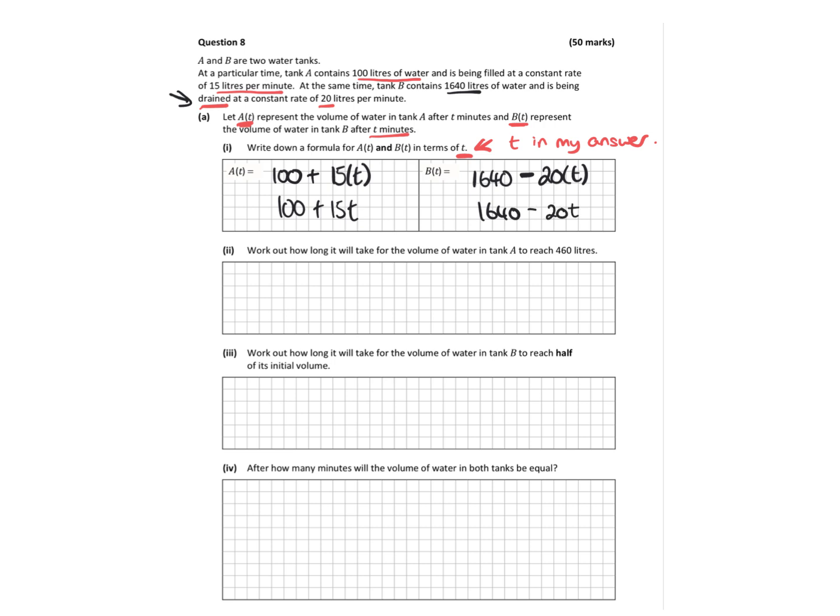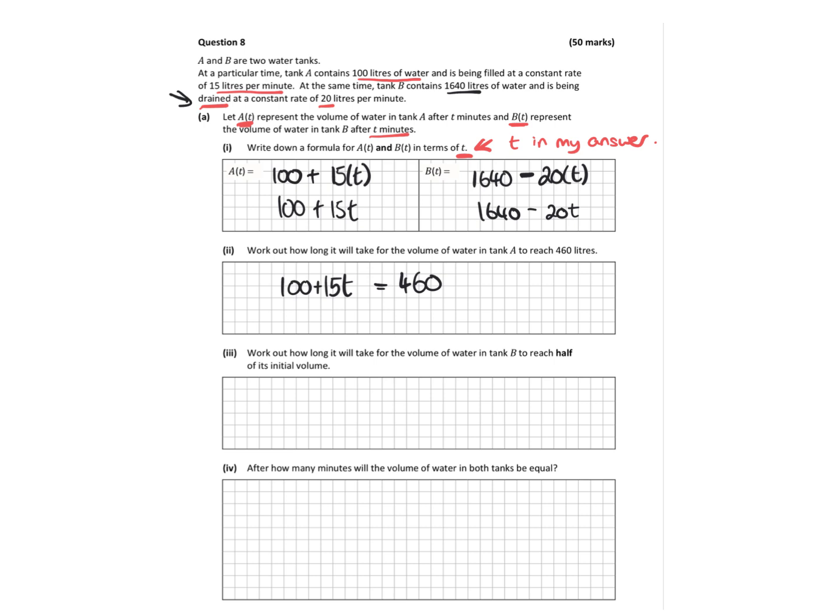Okay, work out how long it will take for the volume of water in tank A to reach 460. So when will the volume of water in tank A, which we know is this formula, equal 460? So letters to one side, numbers to the other. Okay, I'm going to let you finish that off.